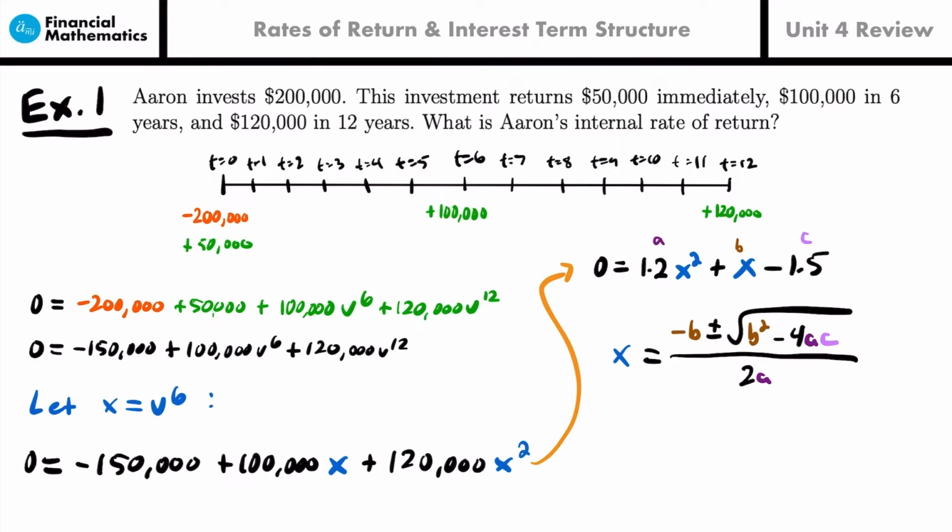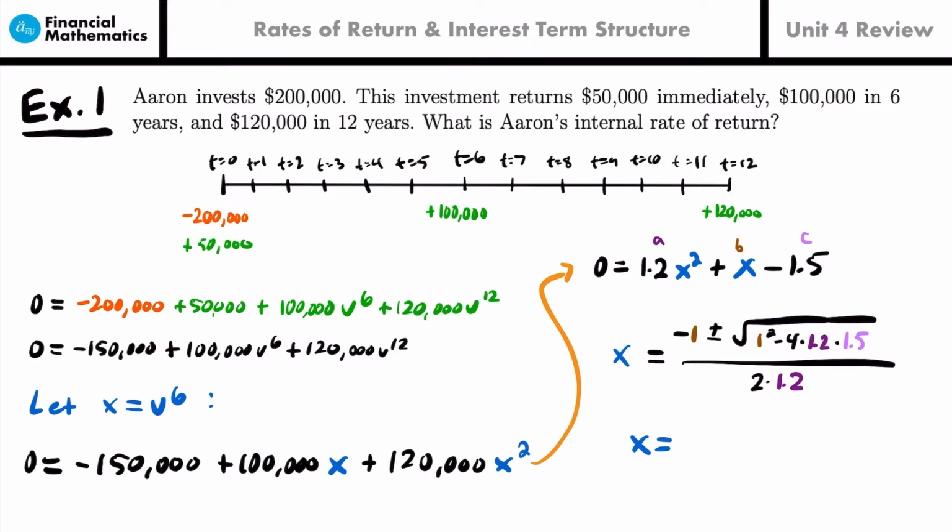All right, so in this case, x is equal to negative 1 plus or minus the square root of 1 squared minus 4 times 1.2 times 1.5, divided by 2 times 1.2. And so if you were to calculate both of these answers, one of them is where you add the square root, and the other one is where you subtract the square root, you should find this. You'll get that x is equal to 0.776 and some more decimals, and x is equal to negative 1.6098 and some more decimals.